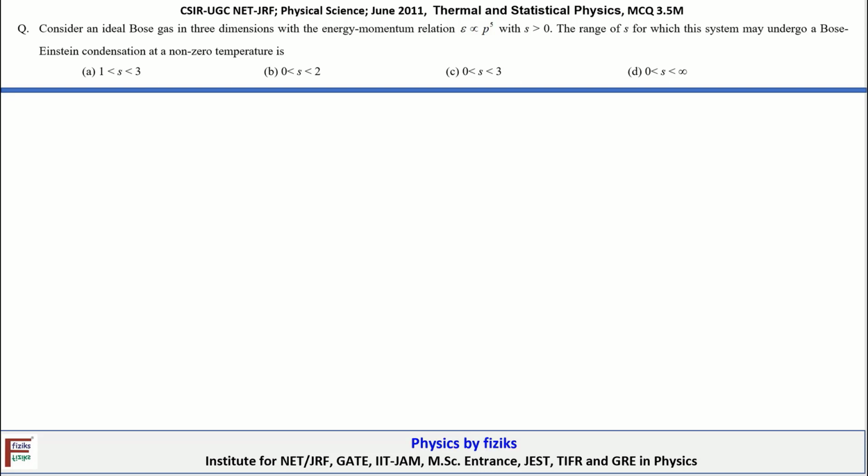So let's continue with the next problem. So basically this is related to Bose-Einstein condensation. The statement is: consider an ideal Bose gas in 3 dimensions with an energy-momentum relationship of the type E is equal to P power S. It's not 5 but it is S basically, with S greater than 0. The range of S for which this system may undergo Bose-Einstein condensation at non-zero temperature is.